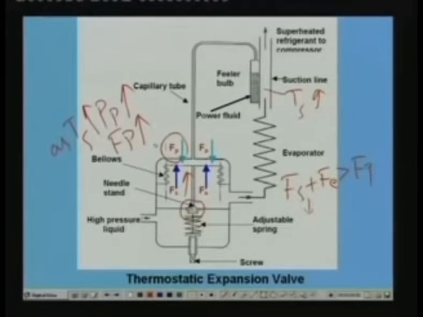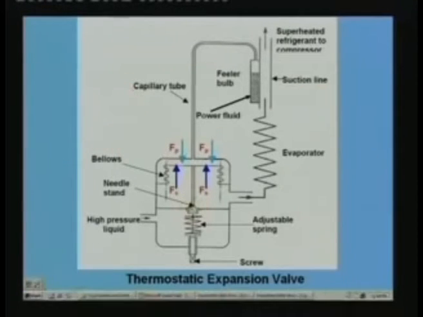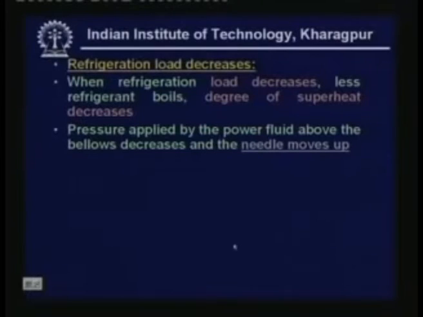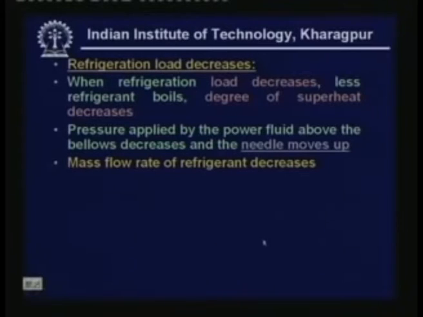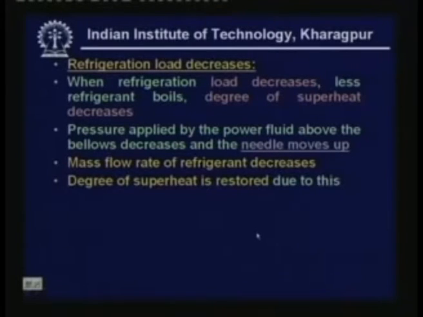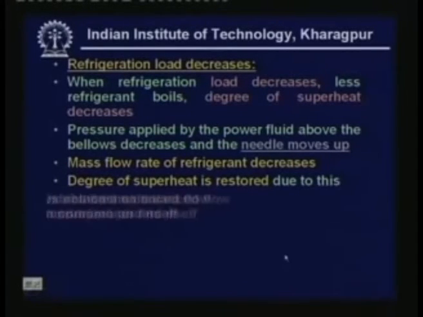Once PP increases, Fp increases. Once Fp increases, you will find that the balance is restored. Fs plus Fe will become equal to Fp, right? So this balance is restored at a lower flow rate. That is what you have to keep in mind. So the mass flow rate of refrigerant decreases, and the degree of superheat is again restored due to this.